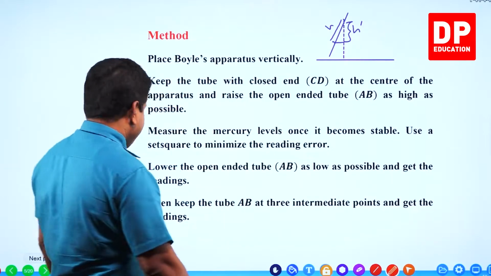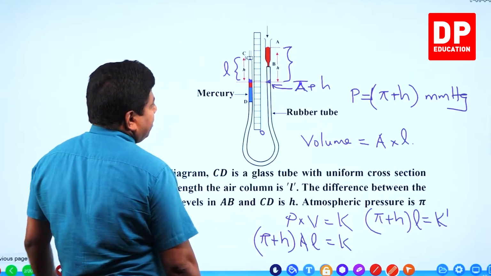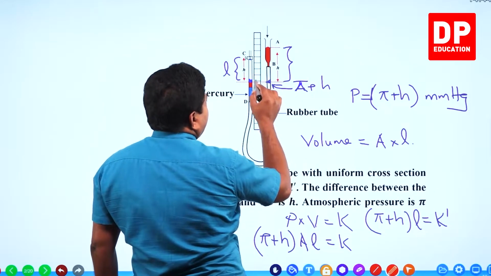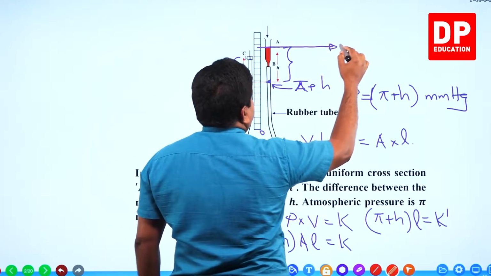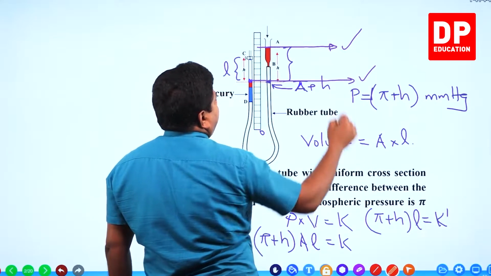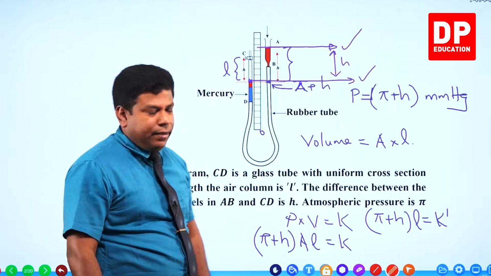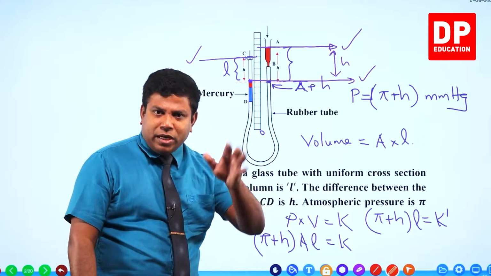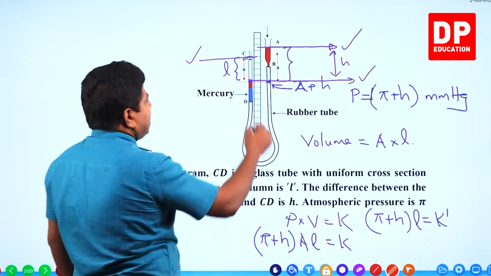3 intermediate readings. What is the meaning of reading here? Reading means, come again here, in the scale, you can get the mercury level. If the mercury is here, this is one reading. This will be another reading, the other mercury level. So the difference between mercury levels is going to be H. Since you have fixed this one, this reading you already have, and that's always the same, because the CD side, the closed end tube, is fixed. You are not moving it. So this reading is fixed.